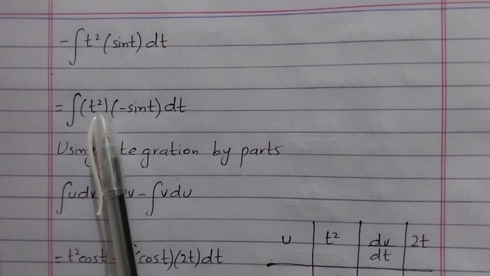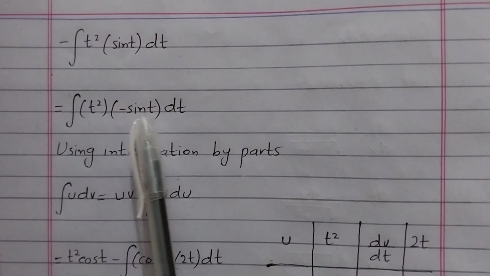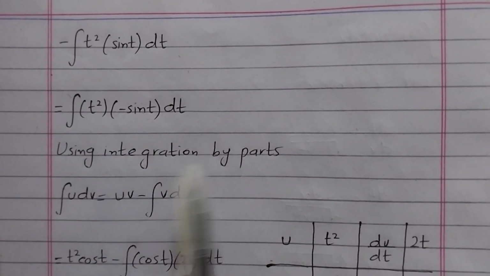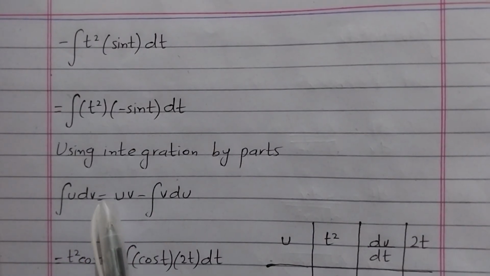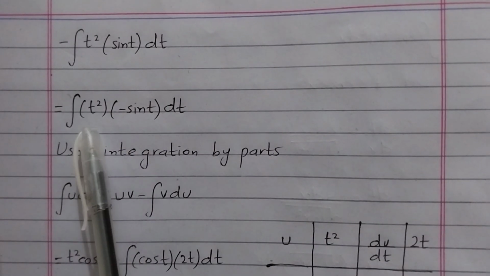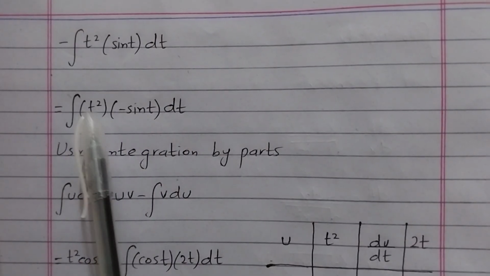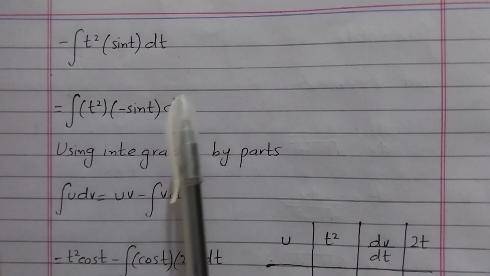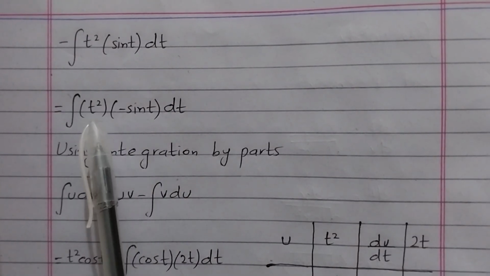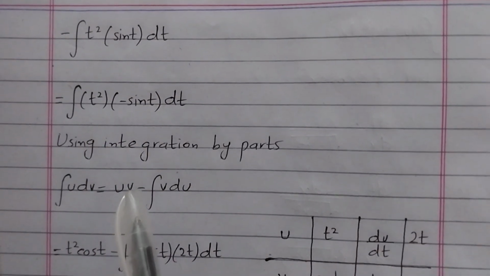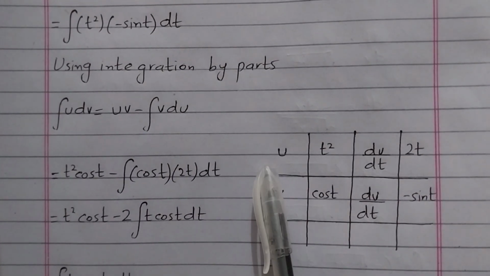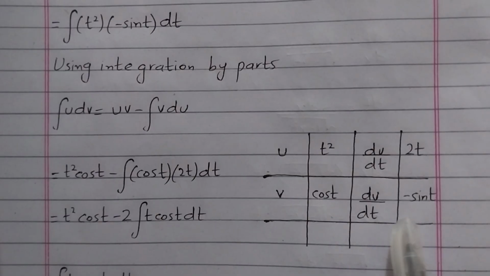So we'll call this thing u and this thing dv over dt in integration by parts, because when we look at its definition, we have integration of u dv. So we want this thing to be in the form of u dv. We are calling this u, so this has to be dv over dt, so that dt and dt cancel out and we are left with u dv. So I'm calling t square as u and I'm calling dv over dt as minus sine t.